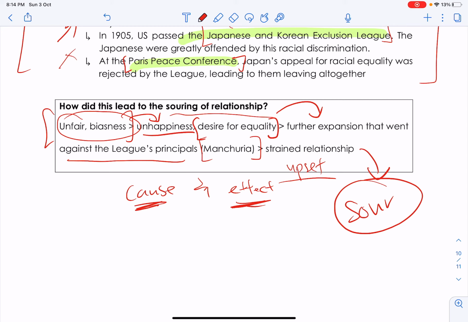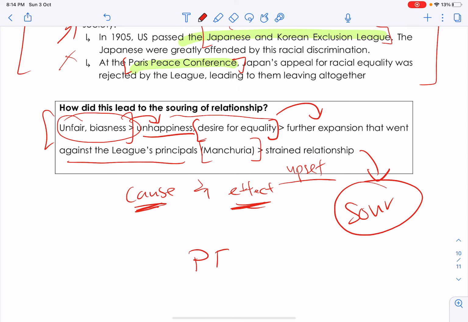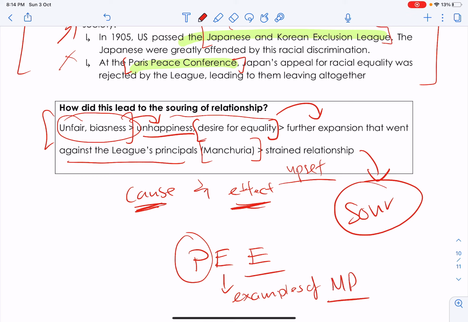It is the same as when you're doing your source base. In your source base you also do a PEE, right? But in this case the P must come from your own knowledge. Then the elaboration is also not from the source but from your own knowledge. What are your examples of your main point that you listed down? And finally, you must explain it. This is the key to getting the high marks.